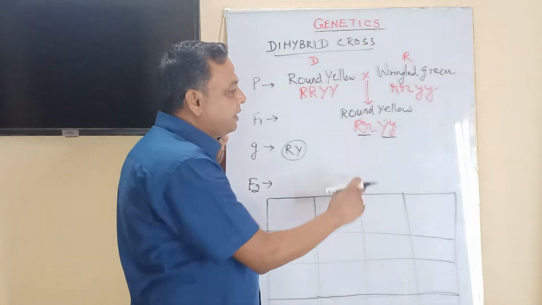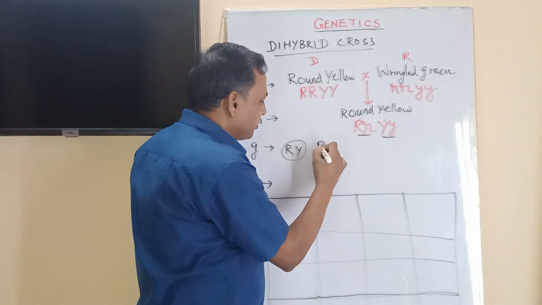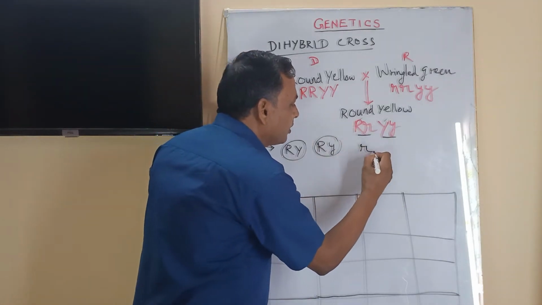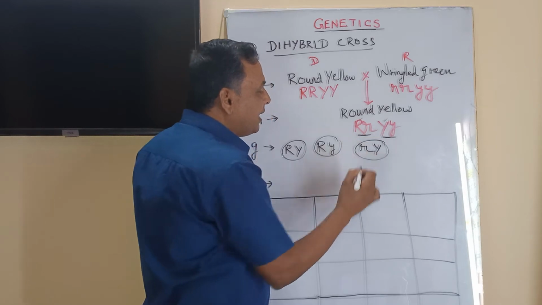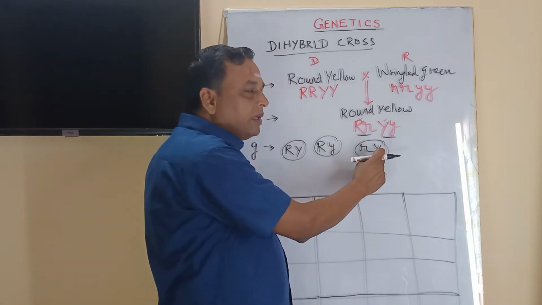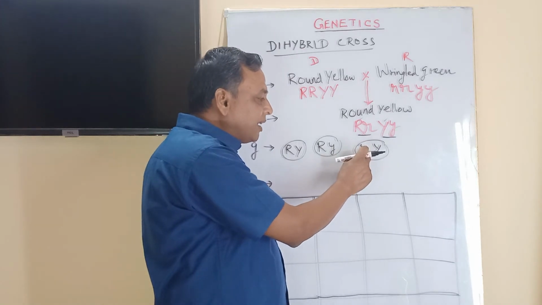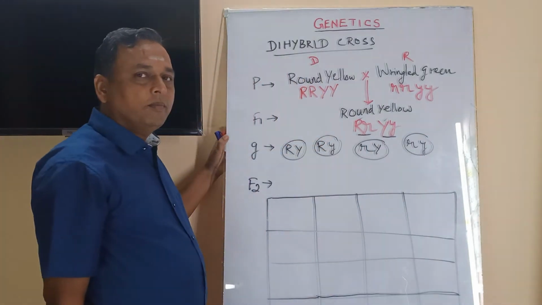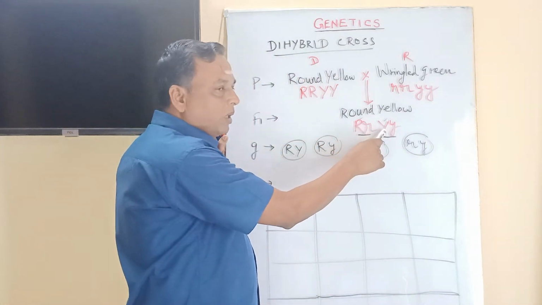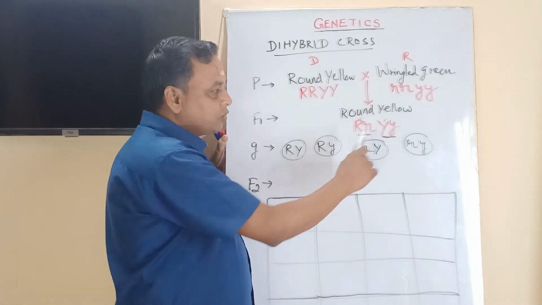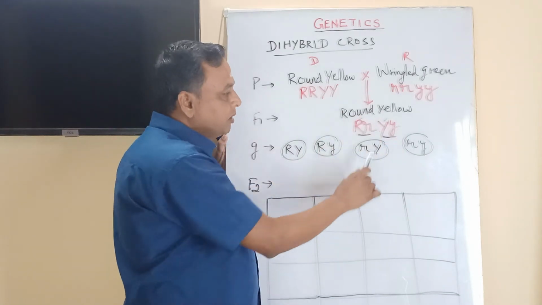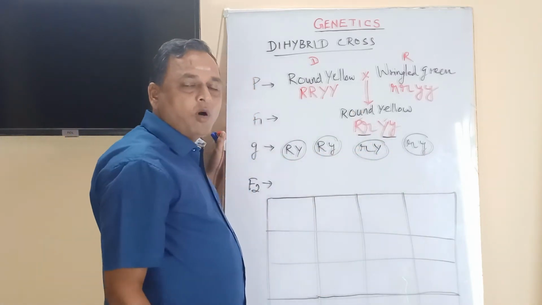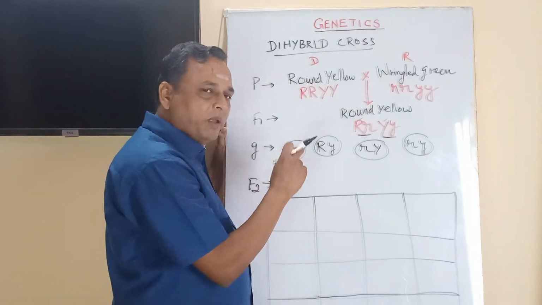Another, what is the possibility? Capital R with small y. Another, small r with capital Y. In a dihybrid cross, you should not bring the same trait's letters together, because this is a different trait and this is a different trait. Another, small r, small y. See very clearly: capital R, capital Y; capital R, small y; these two pair. Then small r, capital Y; small r, small y. How many gametes did you get? Four. Then four will be treated as male, another four will be for female.